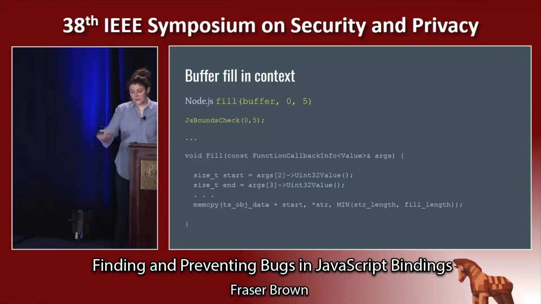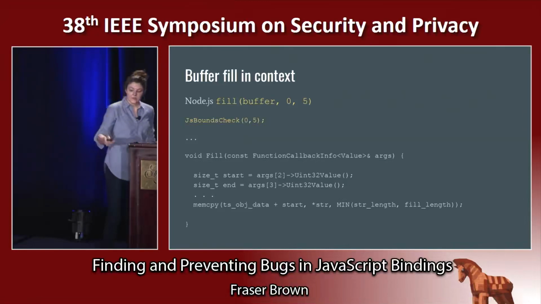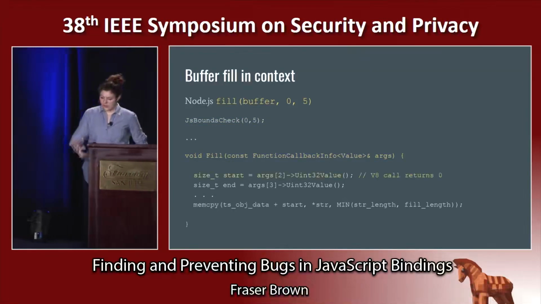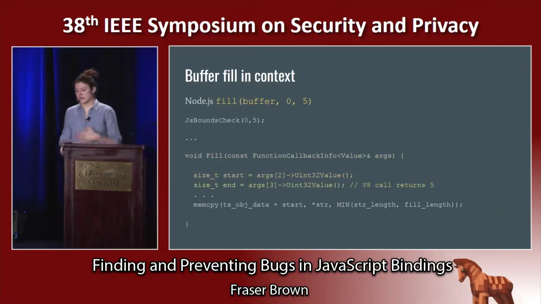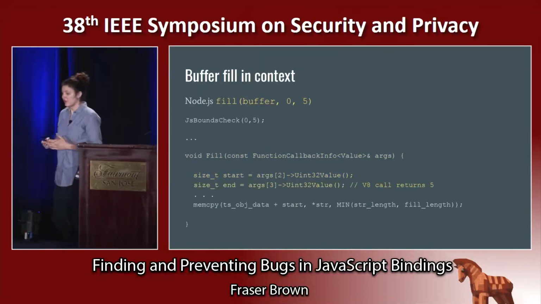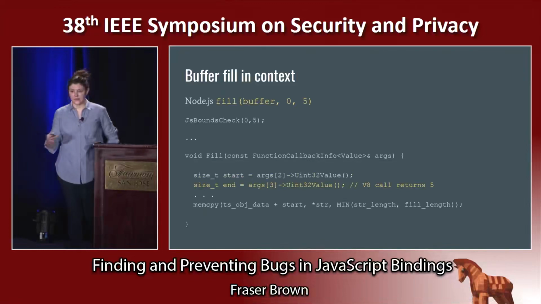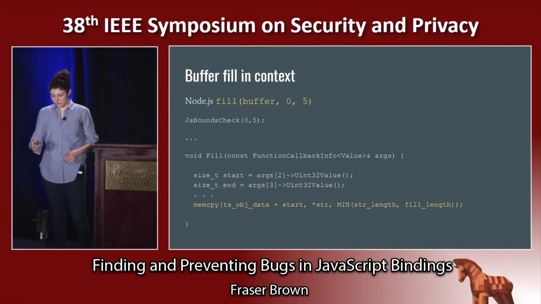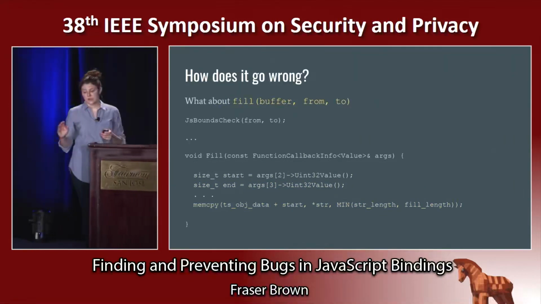First, this fill function is going to do a little bounds checking in JavaScript, and then it's going to call into the bindings. And the bindings are going to retrieve the uint32 value of the start index, and then the uint32 value of the end index using the V8 API. Then it's going to memcopy based on these indices to fill in that buffer. Oh, there we go, there's memcopy. So let's think about how this can go wrong.